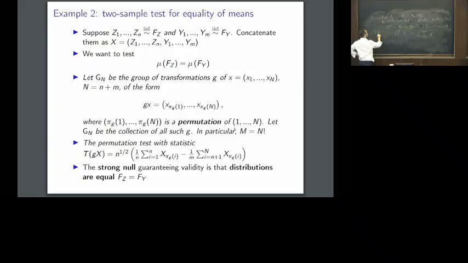And then when I permute, I'm just reshuffling the indices. So a permuted test statistic, instead of taking the average of the Z guys minus the average of the Y guys, I reshuffle, and then I just take the average of the first n in this reshuffling and the last m in this reshuffling and compare the sample averages.